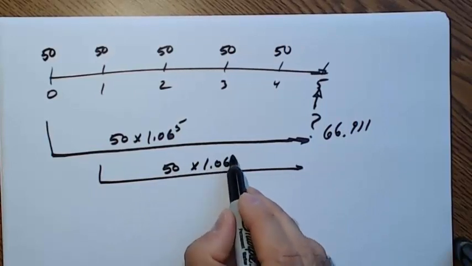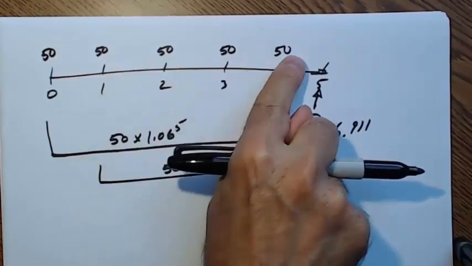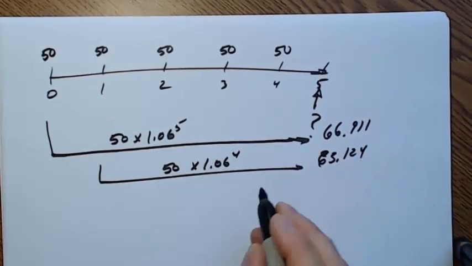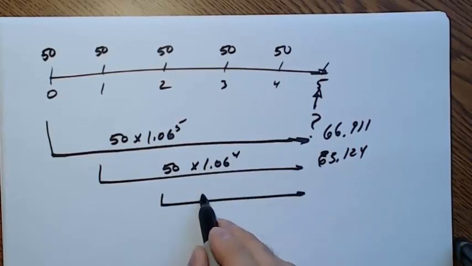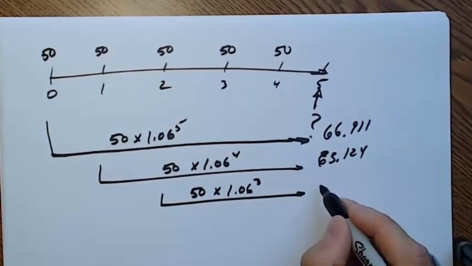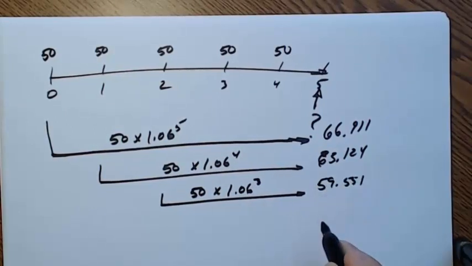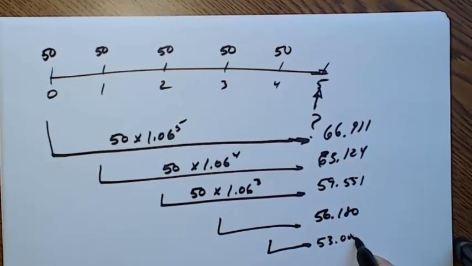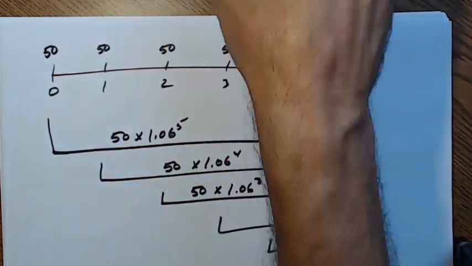50 times 1.06 to the 4th power. 1, 2, 3, 4. And you get 63,124. And you just continue. And you continue. And you continue. And we get 298,766. Wow, that's different than the 281 we got.